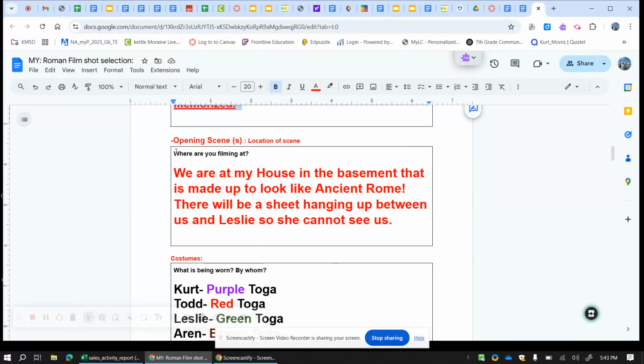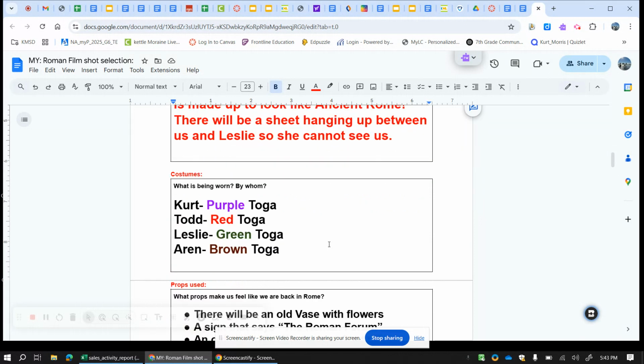Where are you at in the opening scene? So this is my first body paragraph. Where are you at? Well, we're at my house, Kurt's house, in the basement. And it's made up to look like ancient Rome. And there's a sheet hanging between us so that Leslie cannot see us. And then my mom, you can't see her, but she's filming everything.